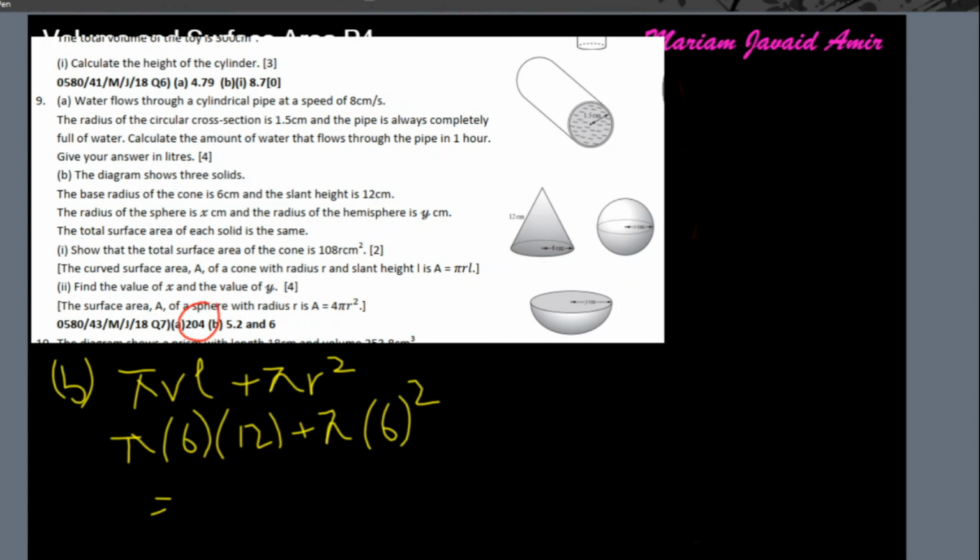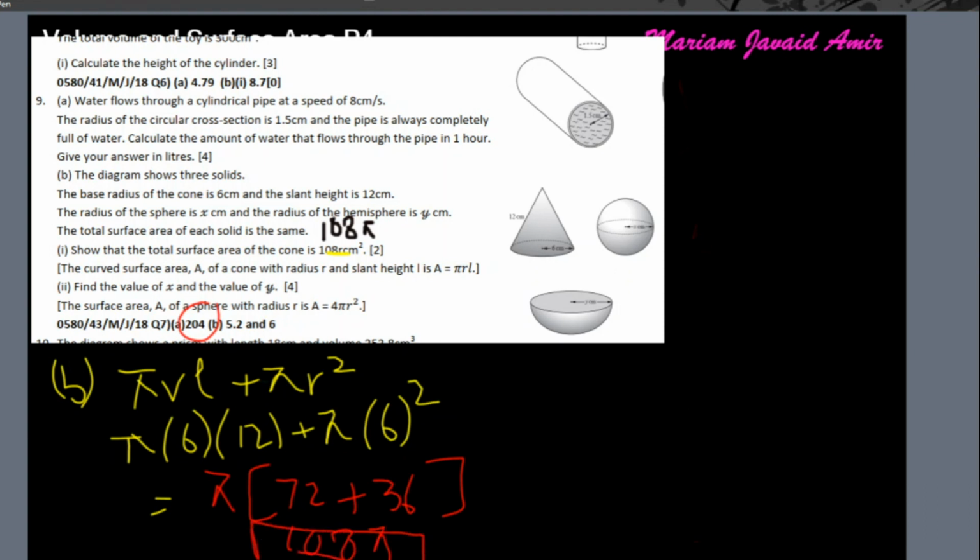Alright, so there is a typing error in the question. This is 108 pi. So we have to give the answer in terms of pi. So simply take pi common here and solve the rest: 36 plus 12 times 6, 72. So we get 108 pi.